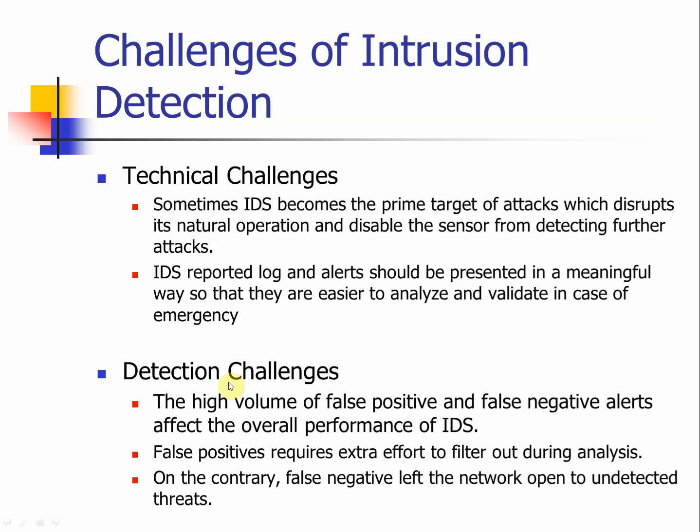Next challenge is about the detection challenges. The high volume of false positive and false negative alarms affects the overall performance of IDS. So when the intrusion detection system is really working, sometimes it will make mistakes, and this happens all the time. We discuss a false positive situation. We see that the IDS considers something an intrusion, but it's actually not. So that's a false positive. Or the IDS thinks it's safe, that's fine, but it's actually a threat. It's actually an intrusion, and that's considered a false negative.